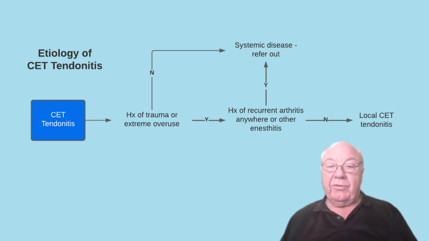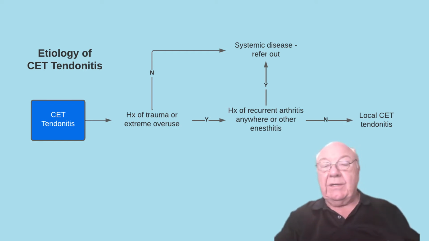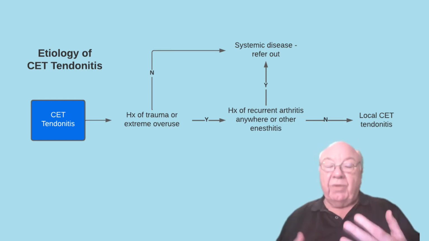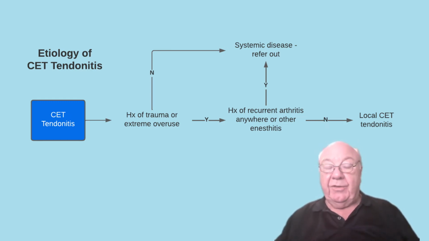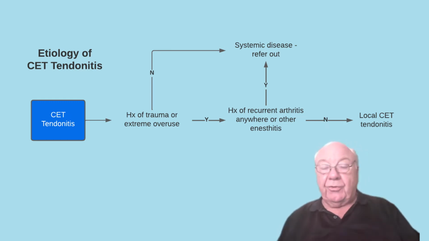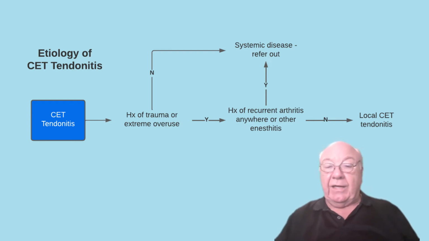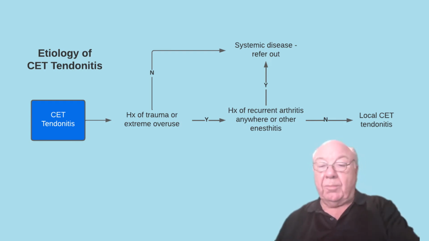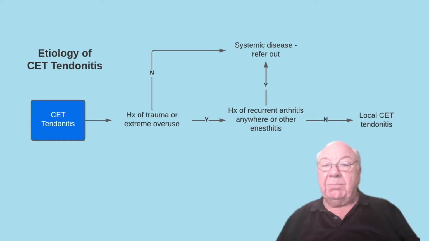Then it may well be systemic disease, and you're probably better off referring it out, particularly if you have a history of other tendon problems or joint problems. If the answer is there is a history of this, and you have a history of recurrent arthritis or enthesitis, again, refer that out. It may be that the tendon is particularly vulnerable to inflammatory changes with trauma because of the disease process. If the answer to that is no, then you've got a local common extensor tendinitis. But always err on the side of basically more investigation rather than less.